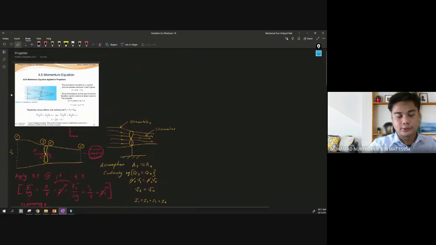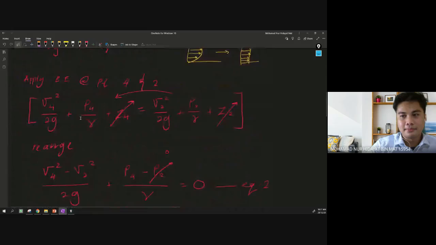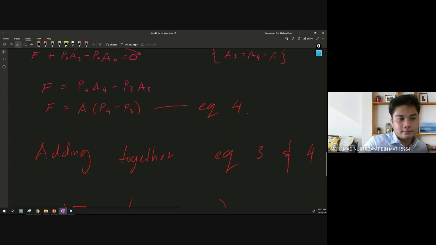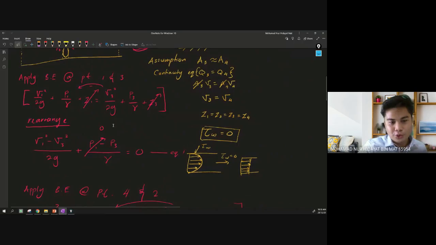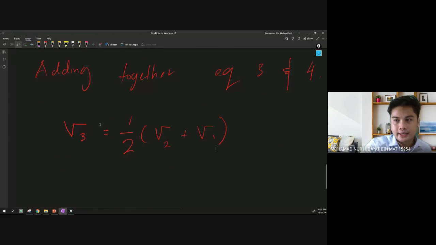So when the question asks, what is the velocity at point 3? Velocity at point 3 is equal to half the average velocity, which is velocity 1 plus velocity 2, divided by 2. That's it. So you only need to remember this one: V3 equal to half of V2 plus V1. Very simple. So far so good, everyone? This part I need you to focus more, because it has more derivation technique. Now you understand, yeah? V3 is actually the average of V1 plus V2. That's it, very simple.